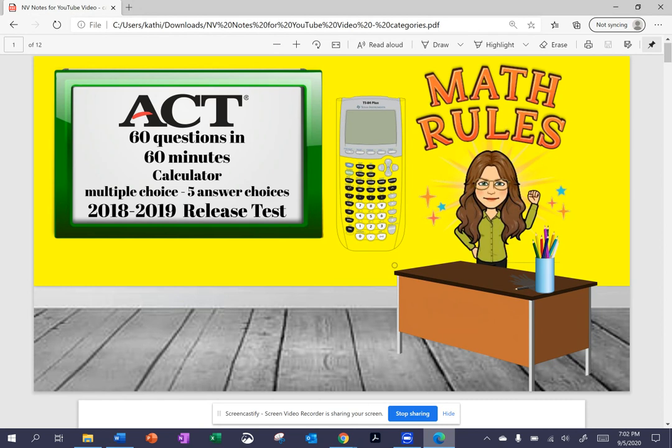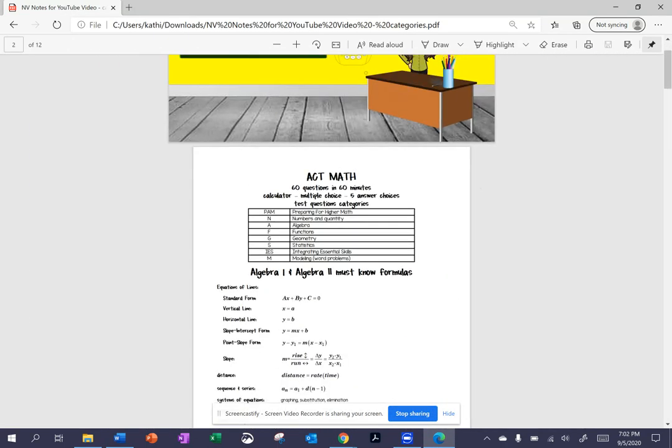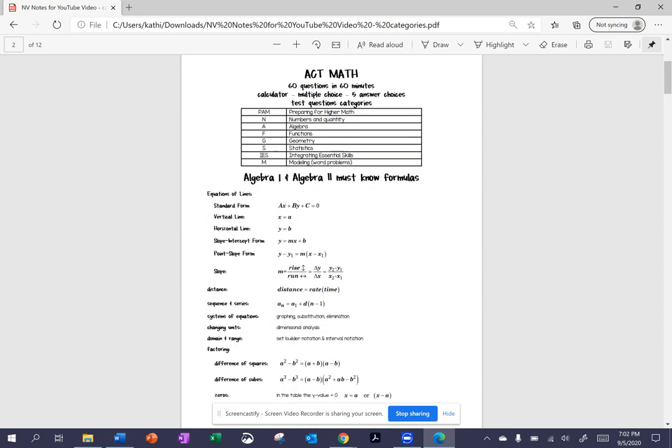You get to use a calculator. It is all multiple choice, and there are 5 answer choices per question. I made a list of the formulas that I see on this test that you need to know.